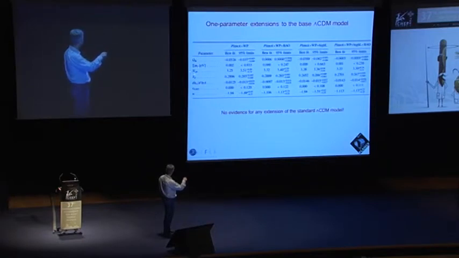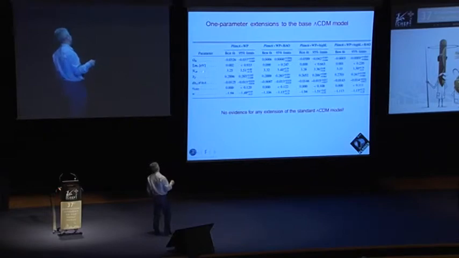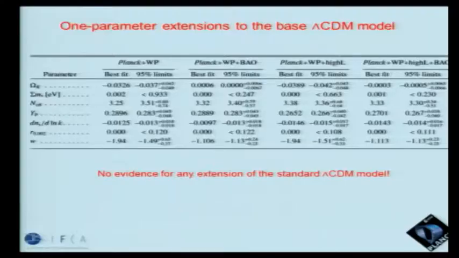There is no evidence for extra relativistic species beyond the three given by the standard model. There is no need for running of the spectral index. And there is a limit on the gravitational wave parameter, which is this 0.11, below the detection claimed by BICEP. And then the dark energy equation of state parameter is compatible with the cosmological constant.